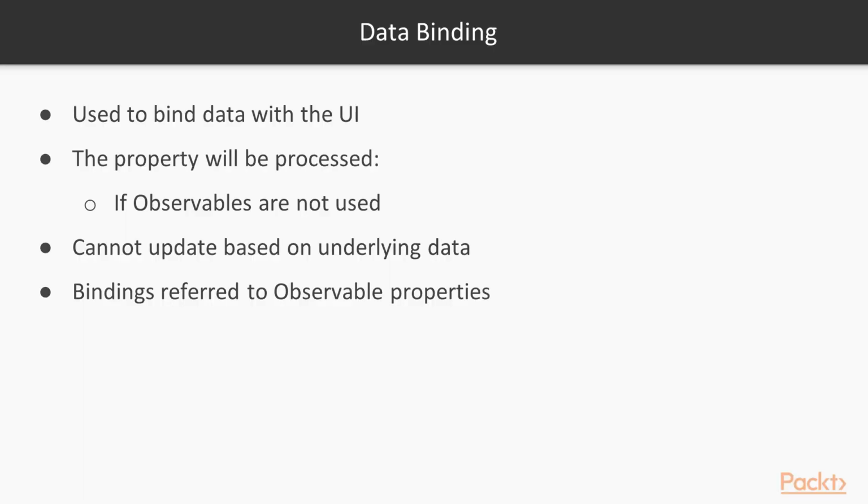Next, binding data for the adduser template. Data binding is useful to bind your data with the UI. The property from the UI will be processed only for the first time if we do not use observables. In this case, it cannot update automatically based on the underlying data update. To achieve this, bindings must be referred to the observable properties.